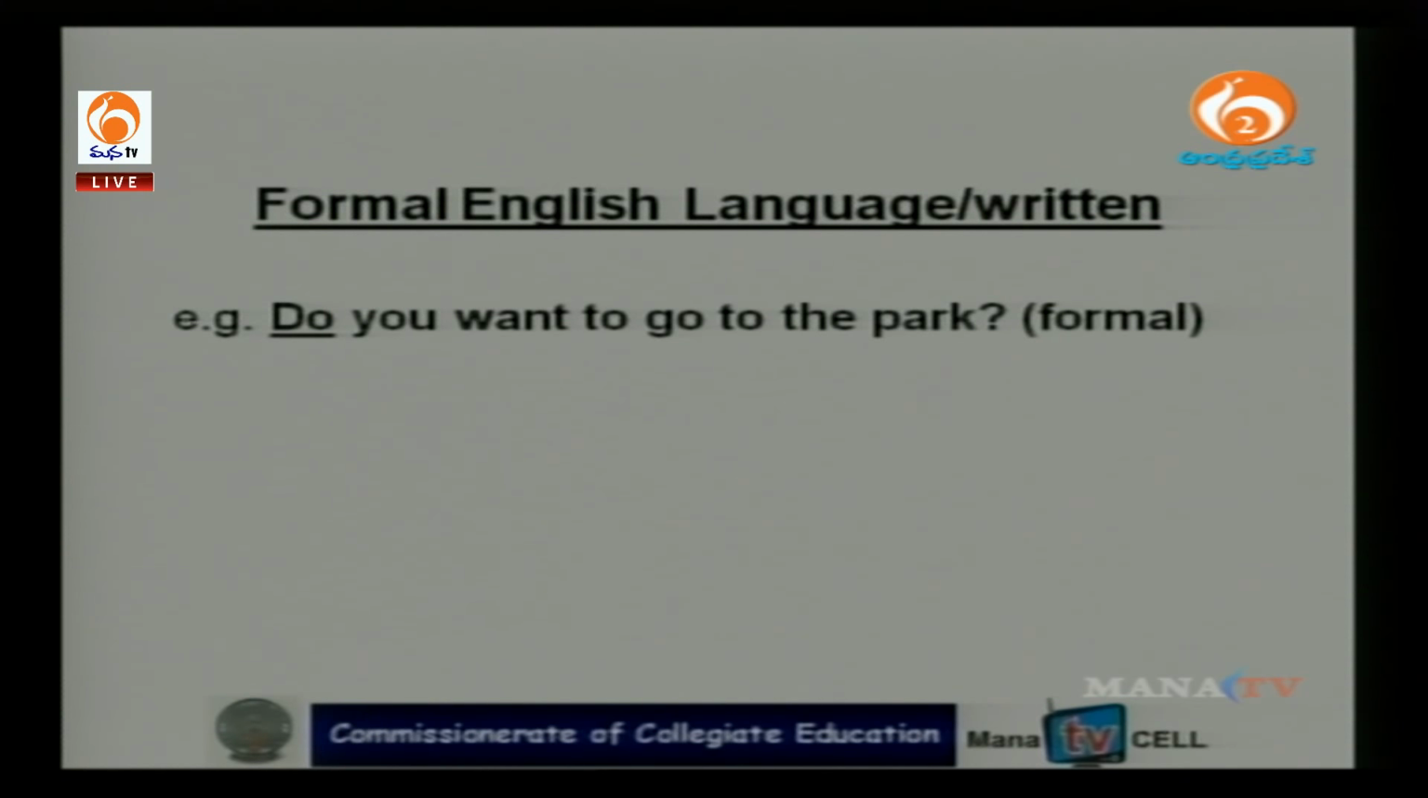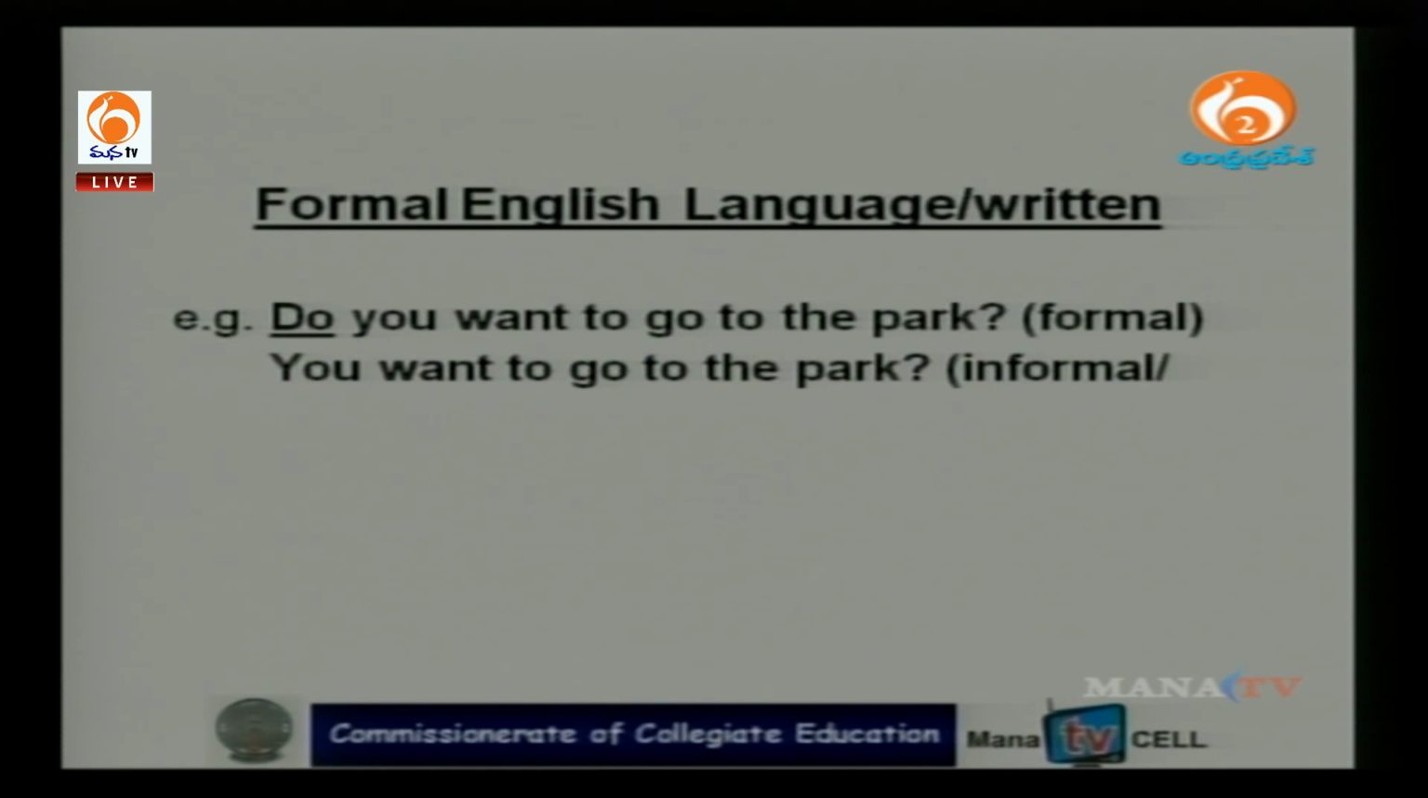Now, look at these examples. Do you want to go to the park? is a formal way of asking, and if it is informal, You want to go to the park? is the informal or spoken form.